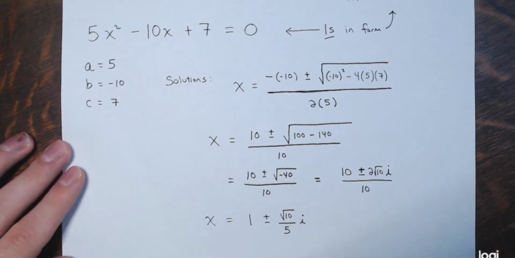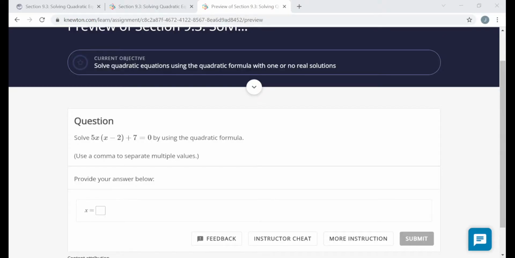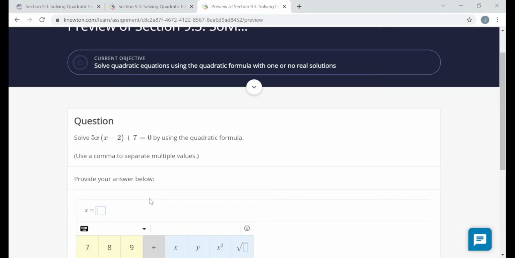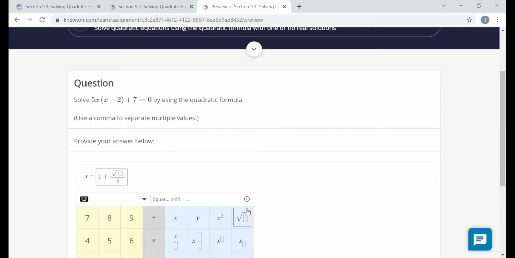Those are imaginary numbers. So here are the two solutions, and they're written in the standard form for a complex number. You have a real number 1 plus some imaginary number, square root of 10 over 5 times i, and 1 minus square root of 10 over 5 times i. And those are what I'll enter, with commas separating them. So one solution is 1 plus the square root of 10 divided by 5 times i, and then I'll just copy and paste this and replace the plus with a minus.